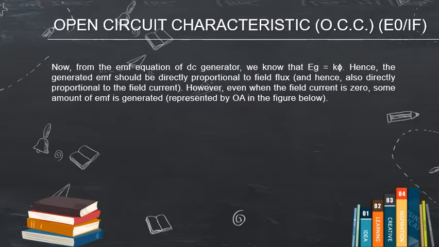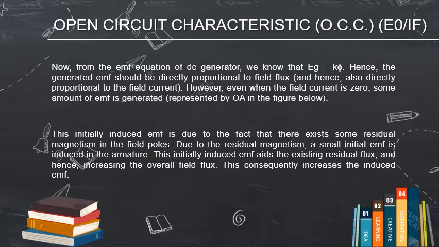However, even when the field current is 0, some amount of EMF is generated. This initially induced EMF is due to the fact that there exists some residual magnetism in the field poles. Due to the residual magnetism, a small initial EMF is induced in the armature. This initially induced EMF adds to the existing residual flux and hence increases the overall field flux. This consequently increases the induced EMF.